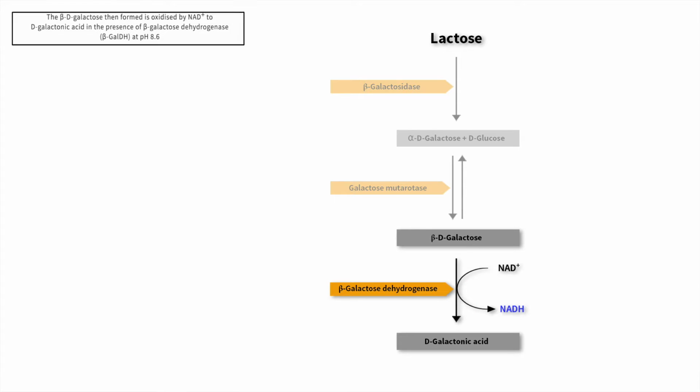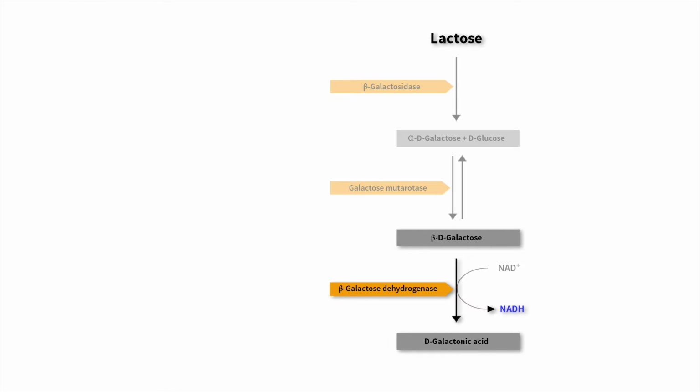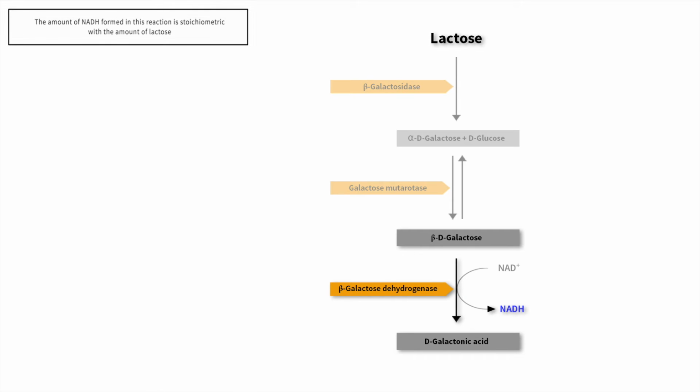The beta-D-galactose then formed is oxidized by NAD+ to D-galactonic acid in the presence of beta-galactose dehydrogenase at pH 8.6. The amount of NADH formed in this reaction is stoichiometric with the amount of lactose. It is the NADH which is measured by the increase in absorbance at 340 nanometers.